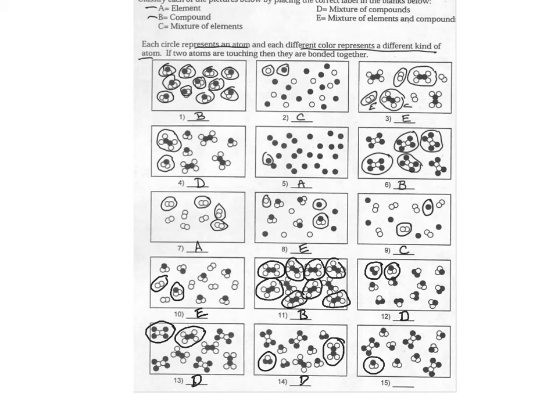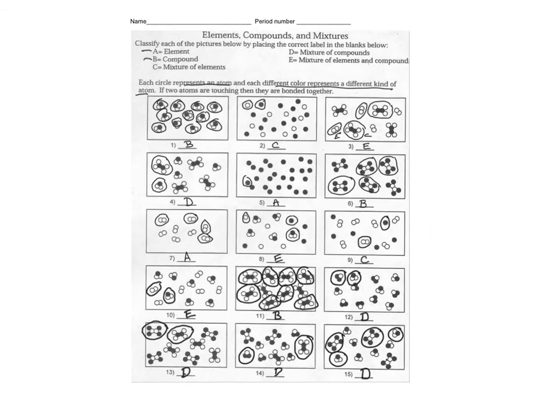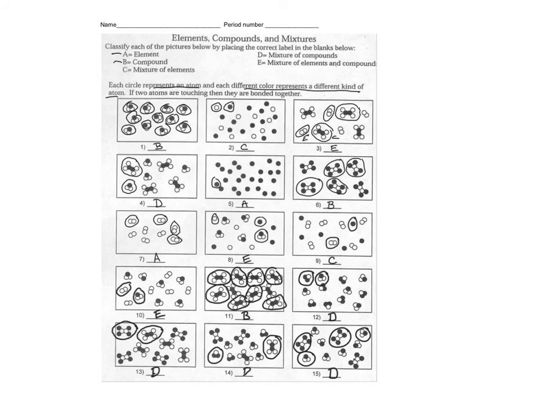And this one's pretty easy too. We can see that there are two different types of compounds here. So this would be another mixture of compounds. So the take home here is you have to look carefully to see, do we have the same type of atom? If these are the same type of atom, this is going to be an element. If we have different types of atoms combined together, this is going to be a compound.